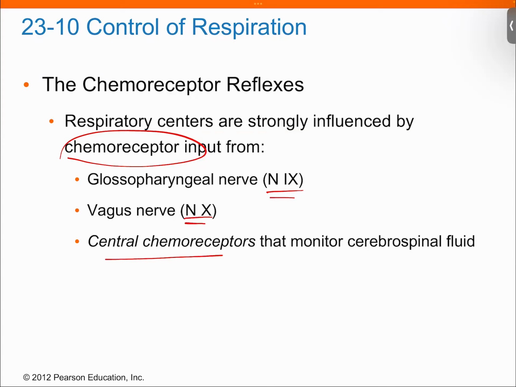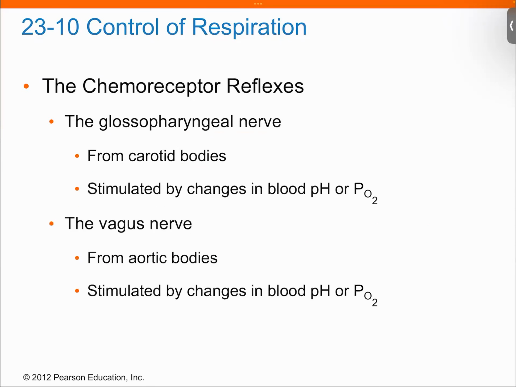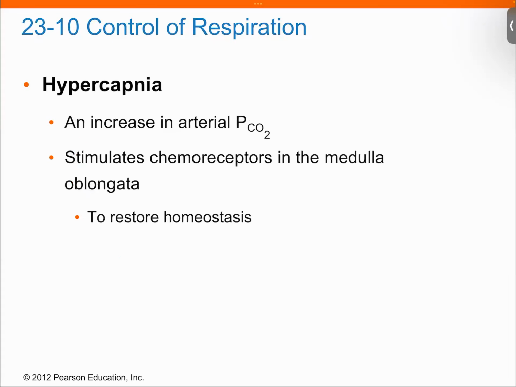And then the central chemoreceptor is monitoring your cerebrospinal fluid. We talked about that one last time as well. And then the glossopharyngeal is coming from your carotid bodies, where we talked about that a little bit. So you're looking at blood pH and also the partial pressure of oxygen in your carotids as it's coming to these. And the vagus nerve is going to be hanging out in the aortic bodies. So these are bringing stuff from your heart, your blood pH from your heart, and of course your partial pressure of oxygen also from your heart as well.